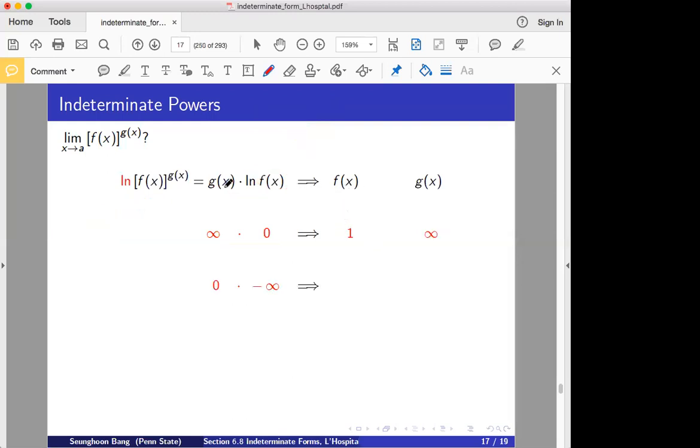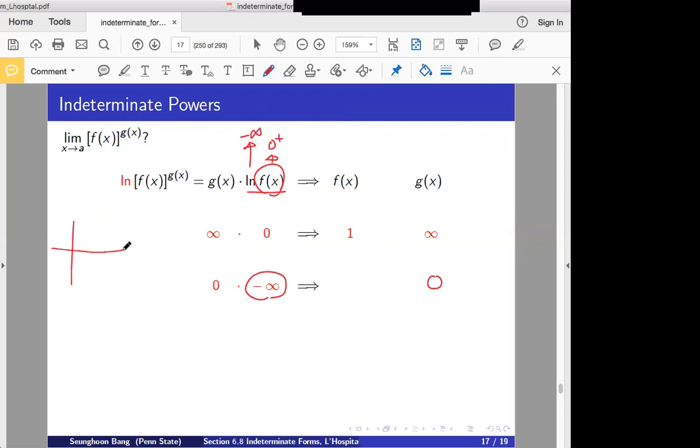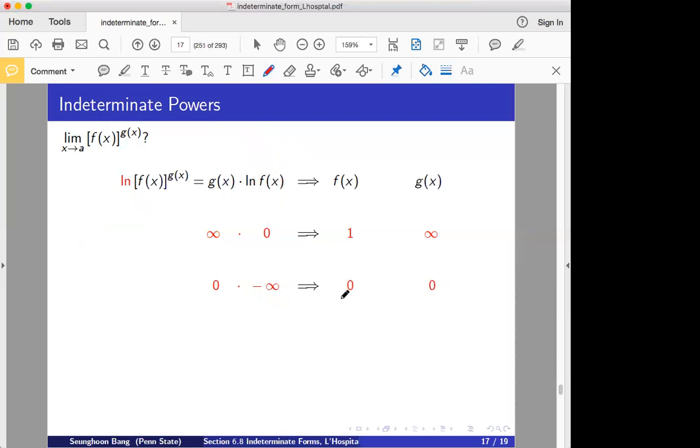The second case is 0 times minus infinity. So g(x) is 0, so ln of f(x) is going to minus infinity. What is f(x)? Is f(x) going to some number? Yes, 0. The ln function is going to minus infinity, so f(x) is 0. We can draw the graph again. This is the ln function. ln of f(x) is going to negative infinity, so the inside approaches 0. So we have 0.